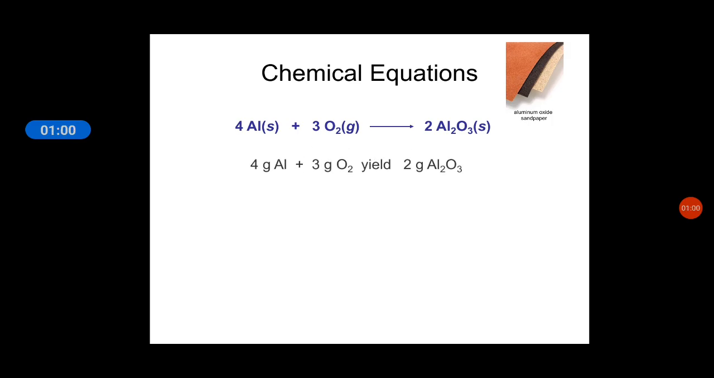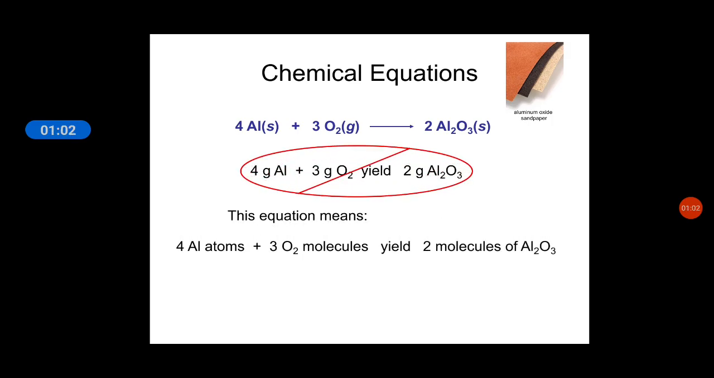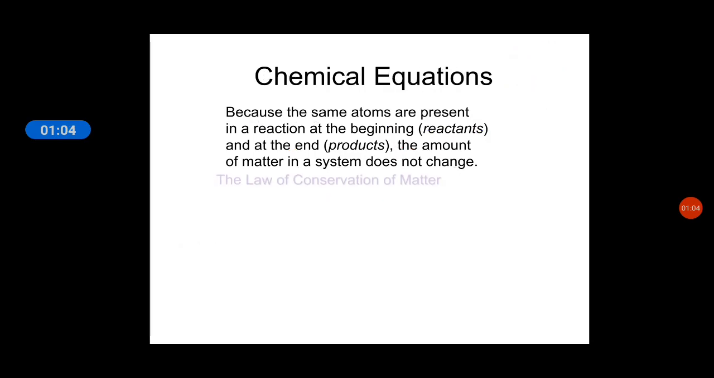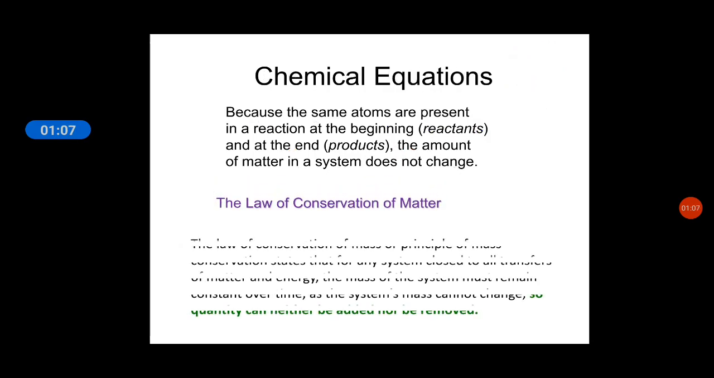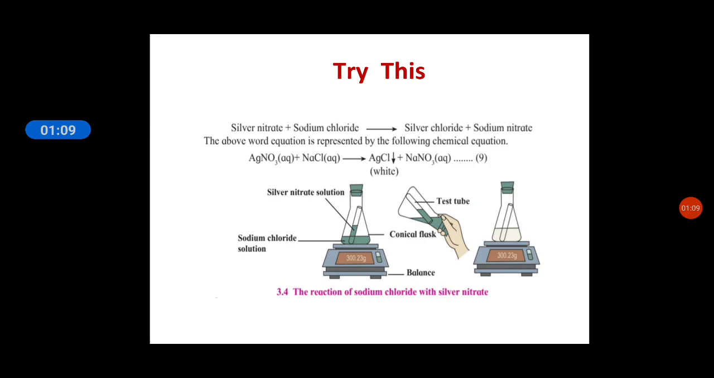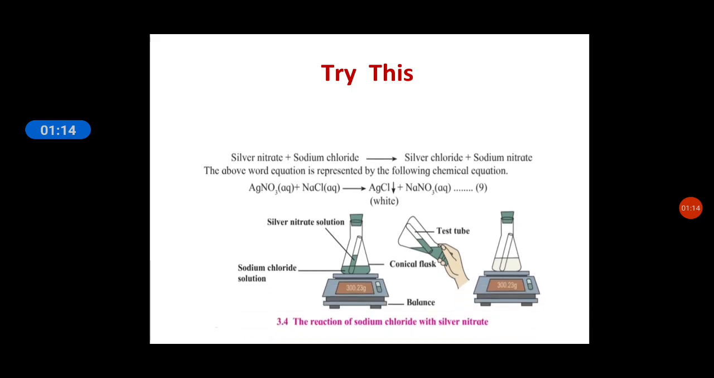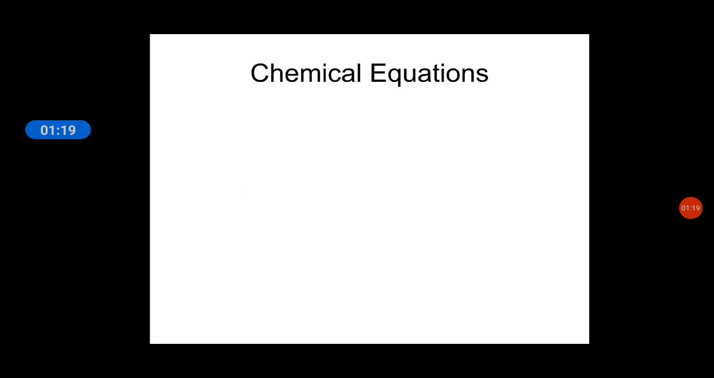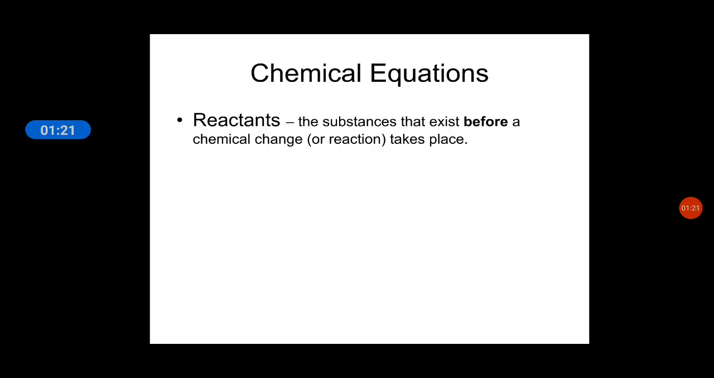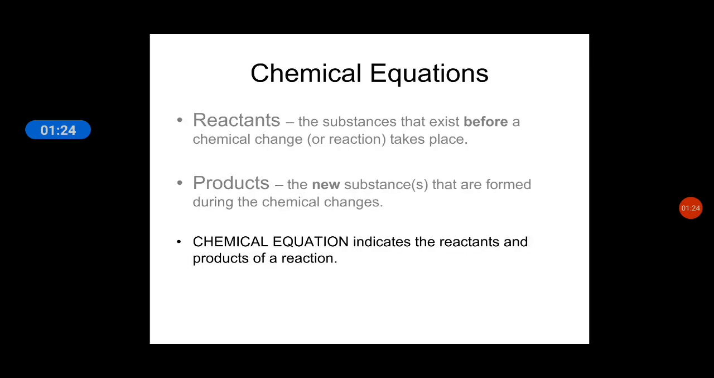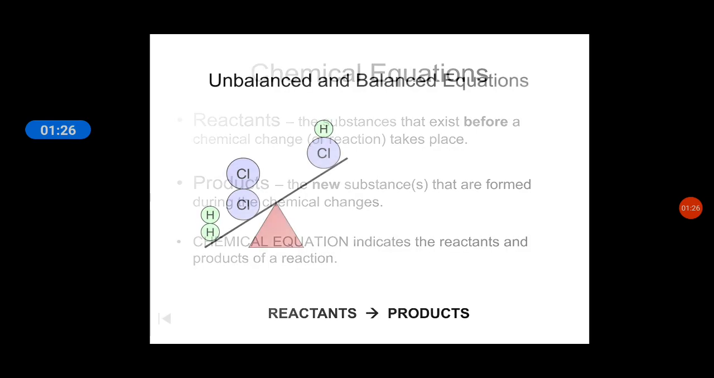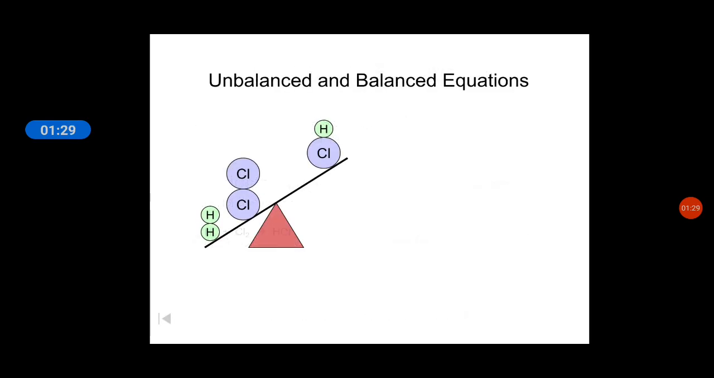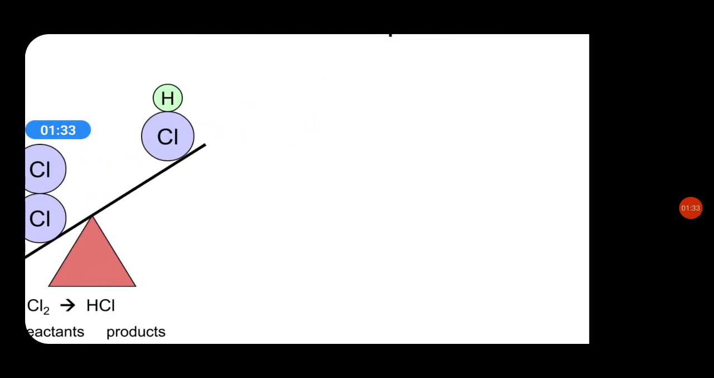Then chemical equation, how to write and how to read it. Then what is a chemical equation, what is the law of conservation of matter. Then we did our experiment about this, the try this reaction. Then we completed the chemical equation: what is a reactant, what is a product, and how reactants give rise to products. Then we finished with unbalanced and balanced equations.